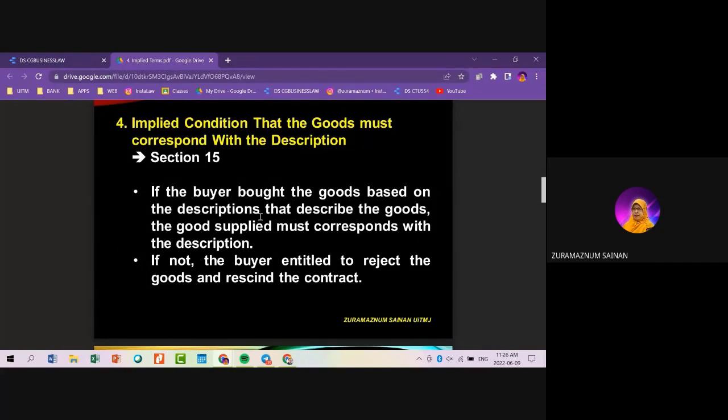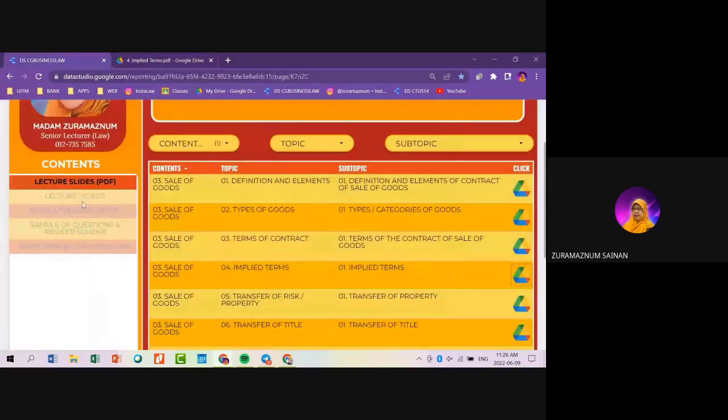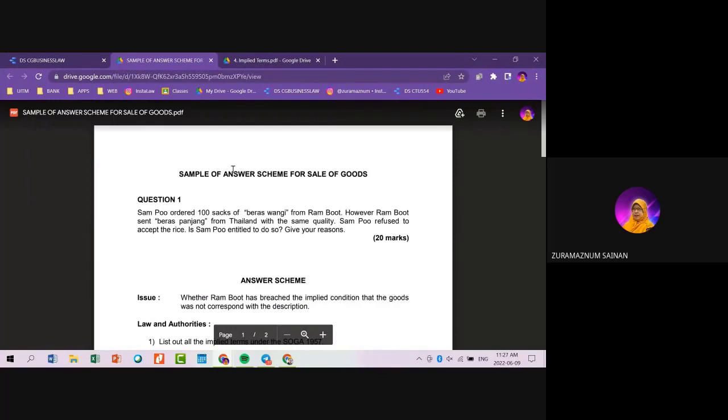Dia explanation. You tak nampak benda tu depan mata. It based on the description. Tengok dekat gambar kat Lazada tu ke kat Shopee ataupun tengok description dia. So that is the clue about this question. Okay, so now saya bagi tengok contoh sample of answer scheme for you to know macam mana bentuk soalan. So this is the sample of answer scheme.